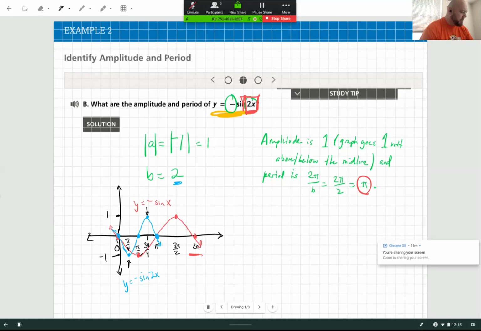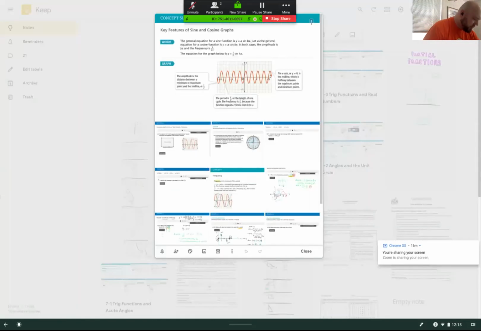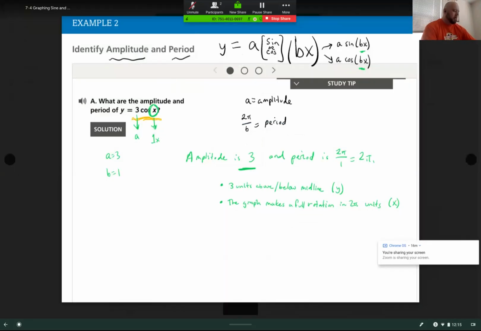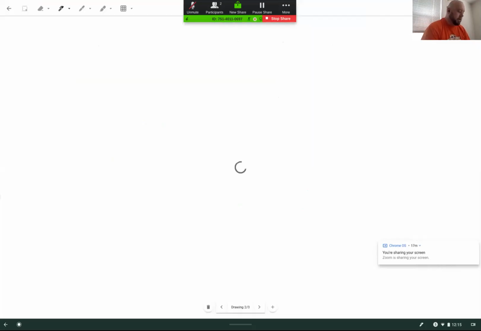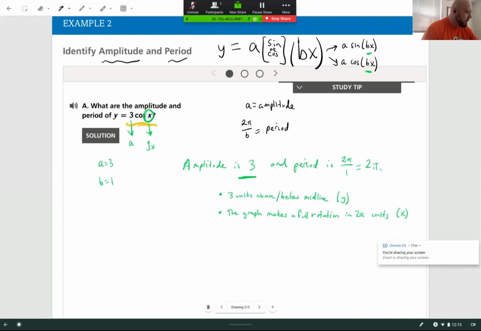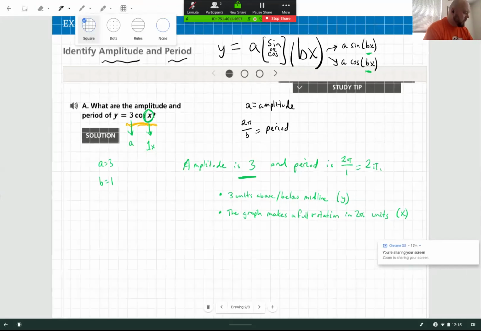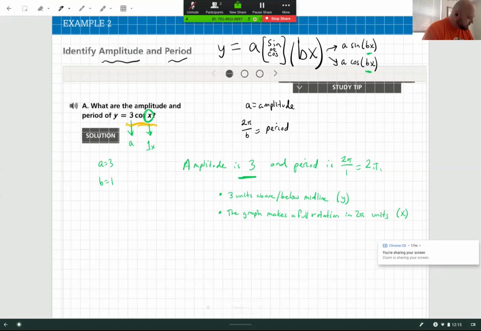Let's jump now to, actually, I'm going to go backwards to example 2a, because I haven't shown you guys what a cosine graph looks like yet, and I want to do that. So coming back here, I want to graph this function 3 cosine of x.